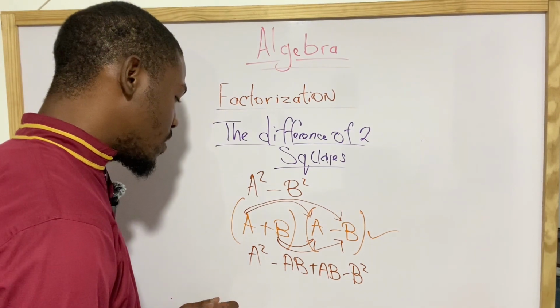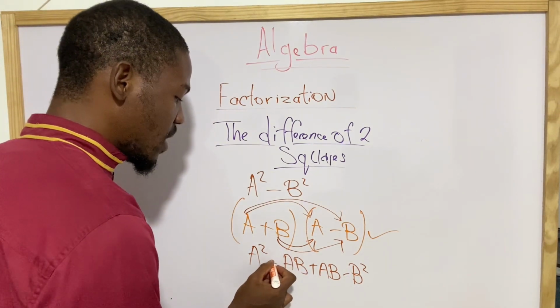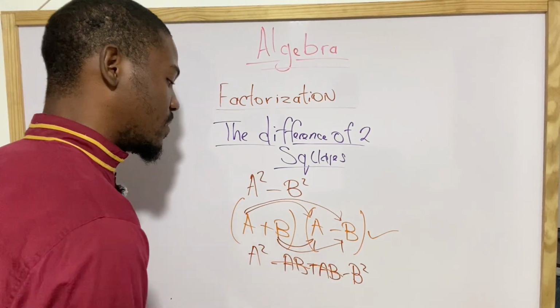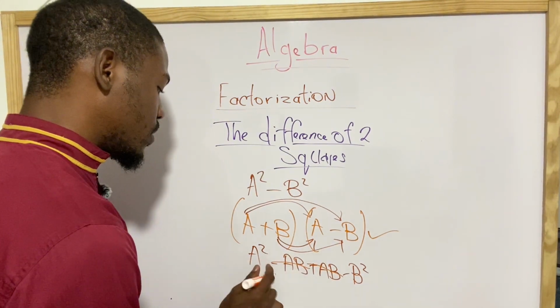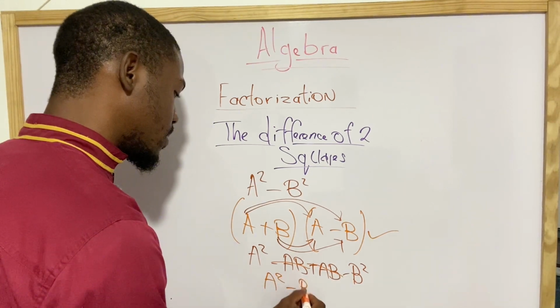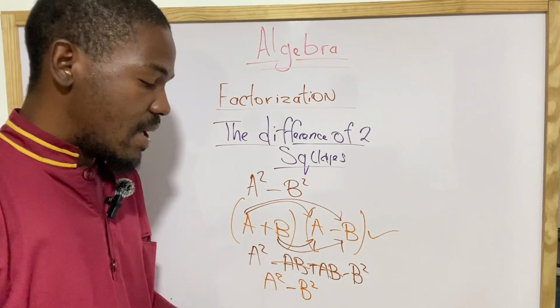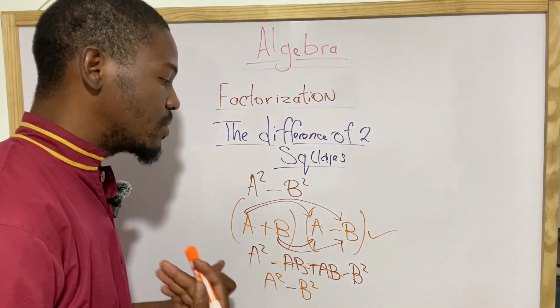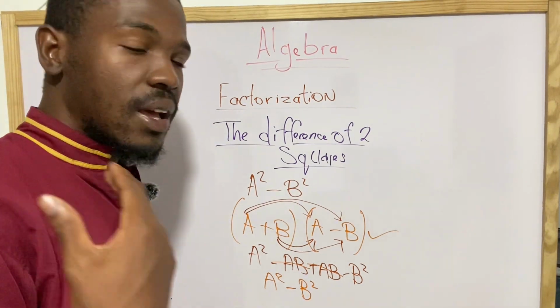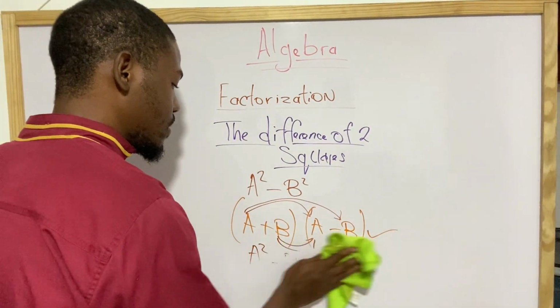And if you look carefully, the negative ab is going to cancel out the positive ab, and all that we're left with is a squared minus b squared. So that is as simple as it gets. There's no catch to it. Let us look at another example.